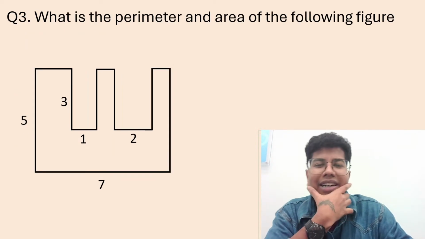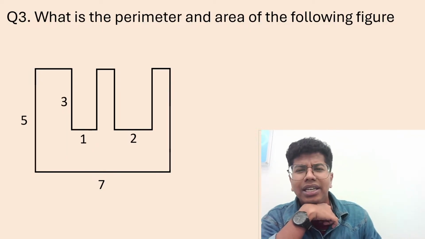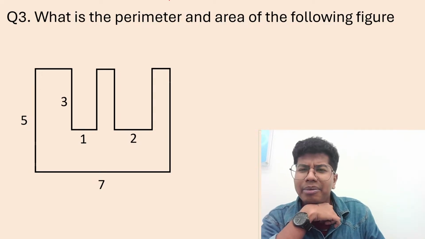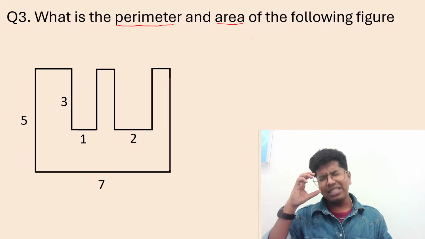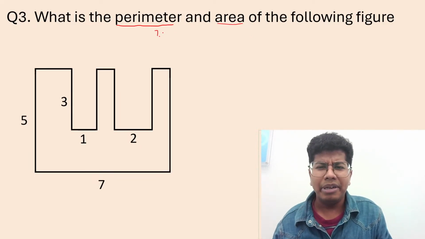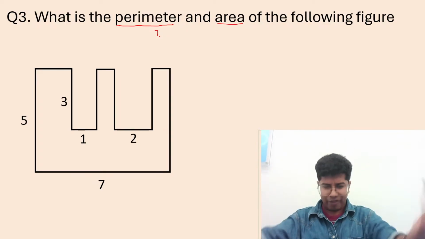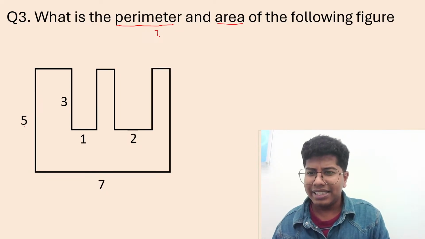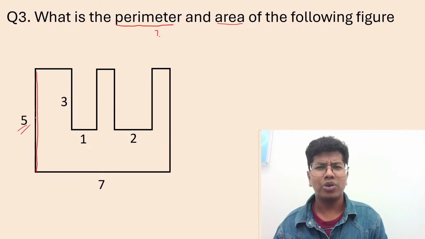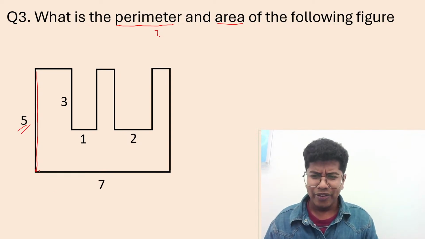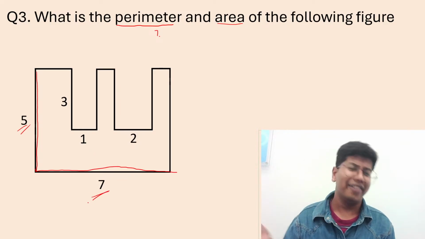Now moving on to the third one. The question is, what is the perimeter? Okay, perimeter I know. Okay, area also we know. Let's just see. I want to find out perimeter. Perimeter means calculating all the outer boundaries. Okay, perfect. So here, this side length that is present here, do we know its measurement? Wow, we are so smart. It's 5. Here, do we know the measurement of this line? Wow, we are again smart. It's already given, 7.